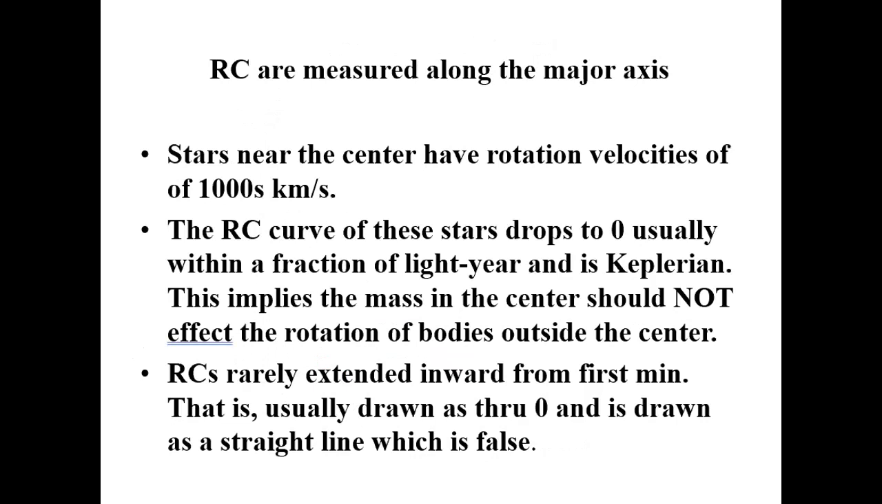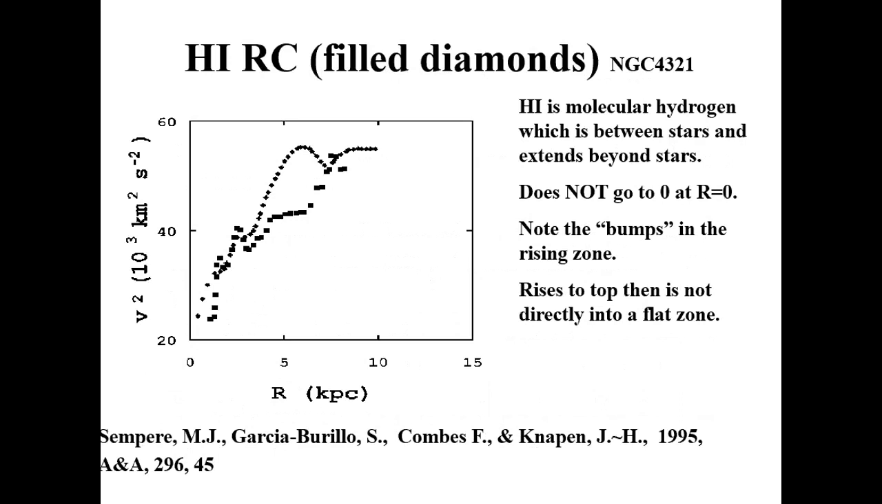Just as a note, rotation curves are usually measured along the major axis from our viewpoint. Stars near the center have very high rotation velocity. Here's an example of NGC 4321, and this is the paper. Here we plot rotation velocity versus the distance from the center, and we've kind of ignored the very center. This is from the zero line here.